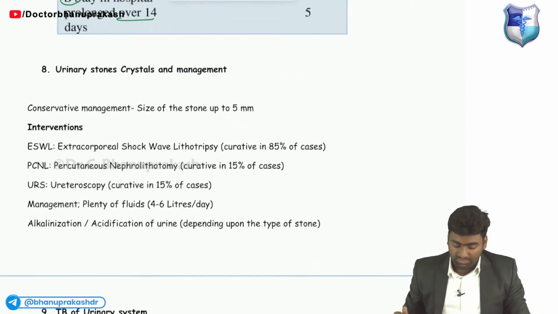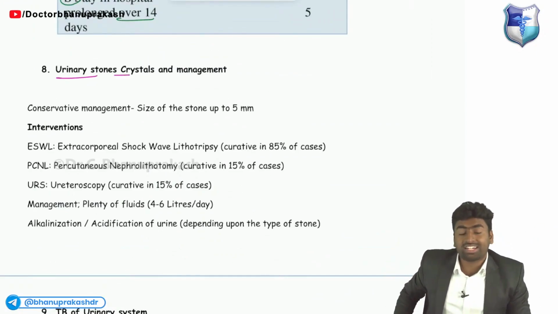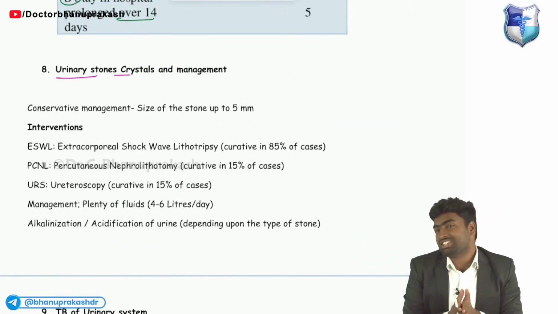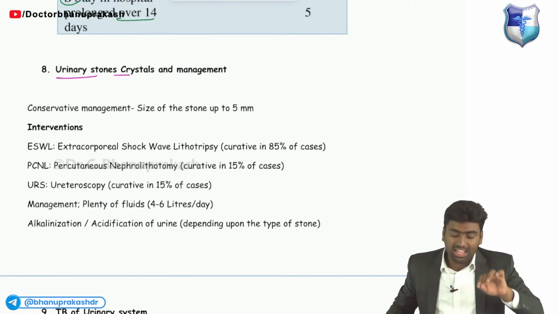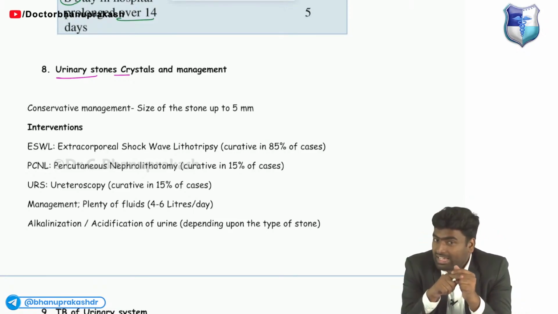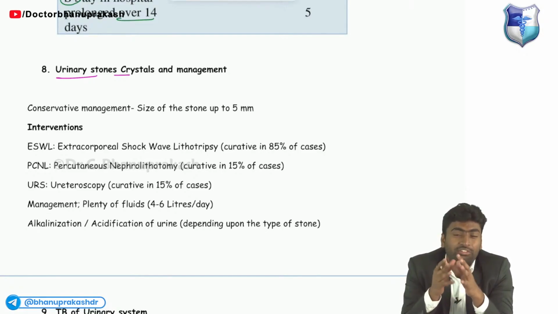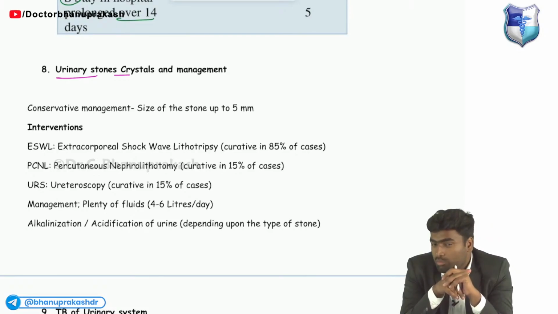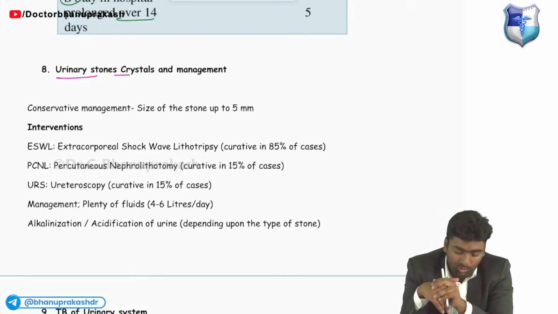Fine. If you see about urinary stones, we already studied these crystals. We saw dumbbell shaped crystals in calcium oxalate monohydrate, whereas envelope shaped crystals are seen in calcium oxalate dihydrate. Then coffin lid crystals are seen in triple phosphate stones, also known as struvite stones, and rhomboid shaped crystals are seen in uric acid stones.